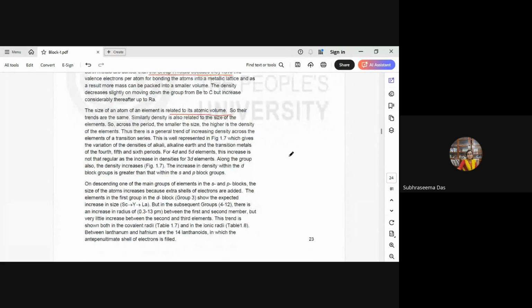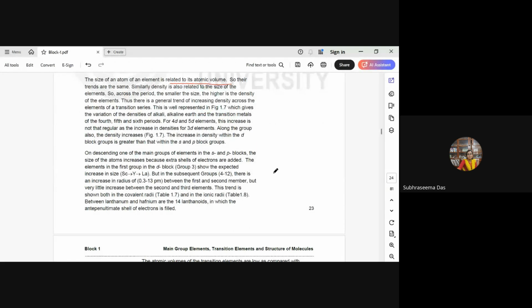For the 4d and 5d elements, this increase is not as regular as the increase in densities for 3d elements. The increase in density in the d block is much higher than what is observed in the s and p blocks. When we go down the s and p blocks, the size of the atoms increases when we move down the group, because extra shells are added. Now the elements in the first group of the d block show the expected increase in size.